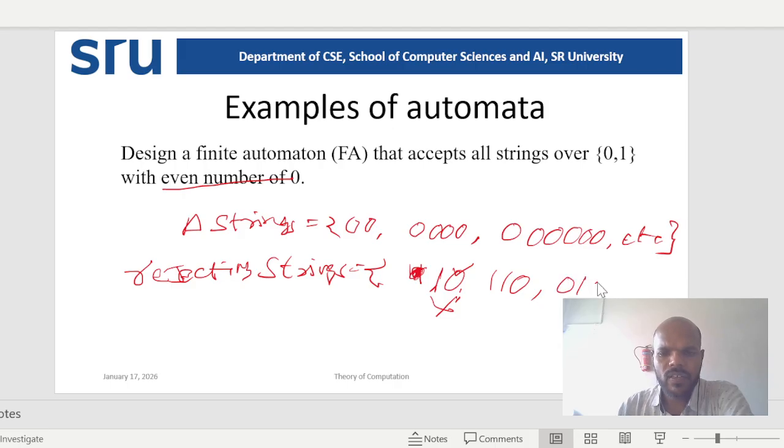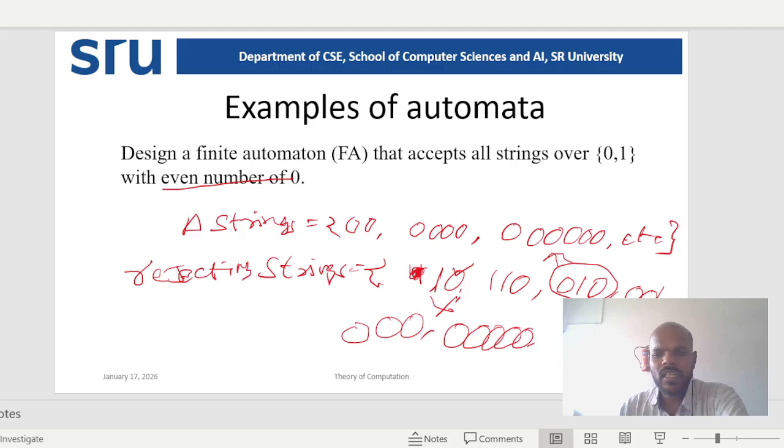0, 1, 0 should get accepted, right? Next one is 0, 0, 1, accept or reject? It is accepted, so it should not come to the rejecting strings, it should come to the accepting strings, right? So next rejecting strings: 0, 0, 0, 3 zeros should get rejected. 0, 0, 0, 0, 0, 5 zeros should get rejected.